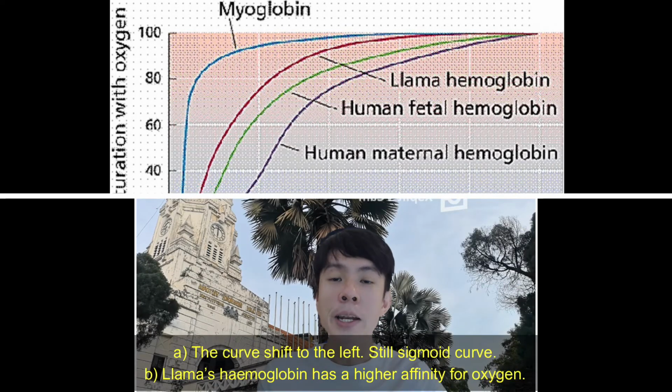Comparing llama and human hemoglobin oxygen dissociation curve. A. The curve shifts to the left, still a sigmoid curve. B. Llama hemoglobin has a higher affinity for oxygen.